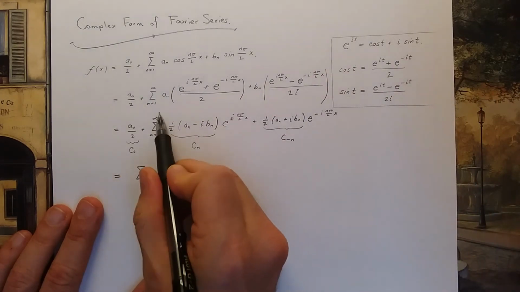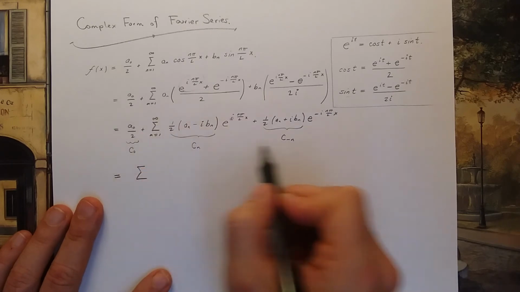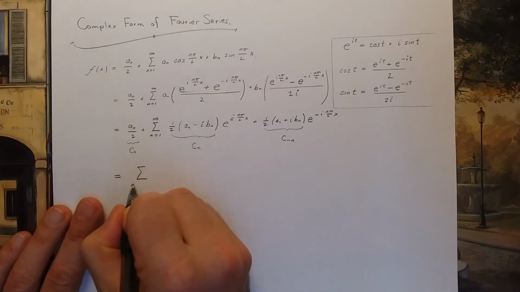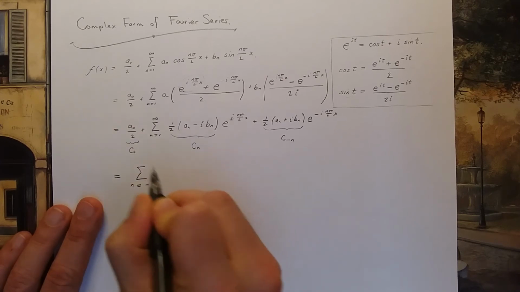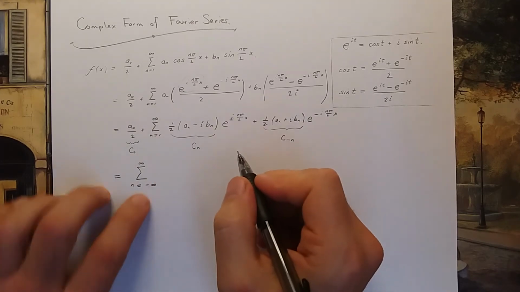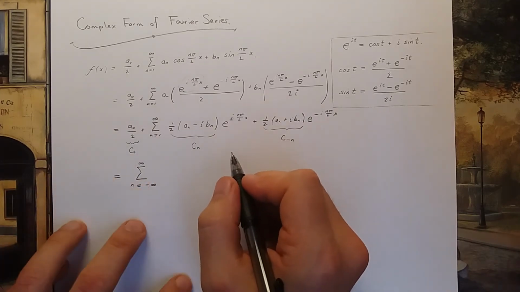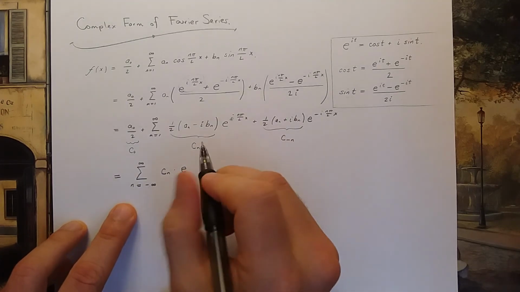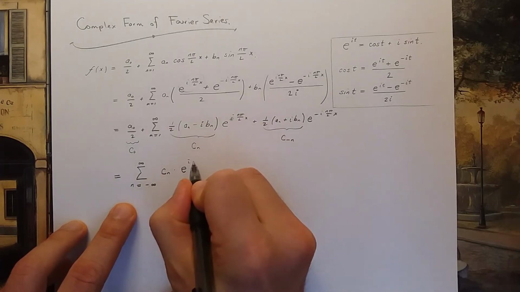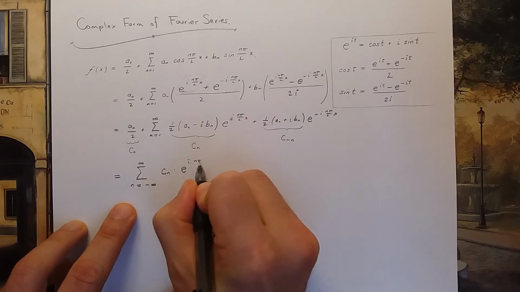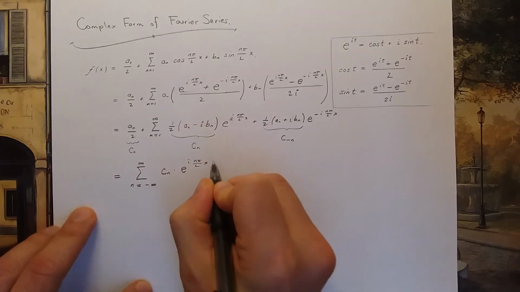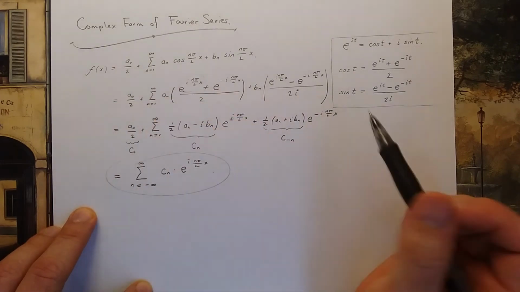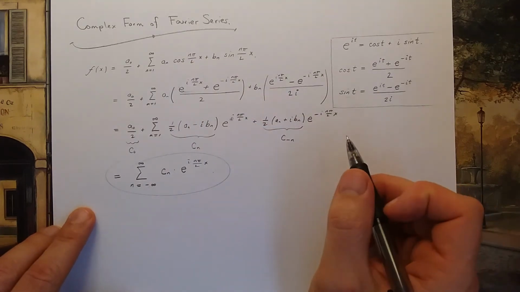Instead of summing all positive values of n and having both positive and negative subscripts, I'm going to just sum over all integers. So I'm going to start with n going from negative infinity to infinity. This is our notation for just summing up all integer values of n. Then I'm going to have Cn times e to the i n pi over L x. This is a nice, simple expression. It's known as the complex form of the Fourier series.